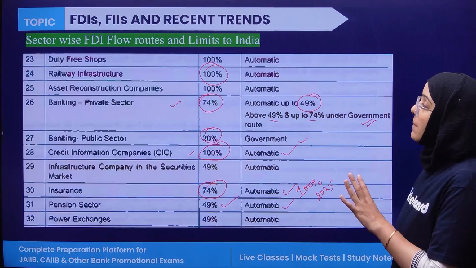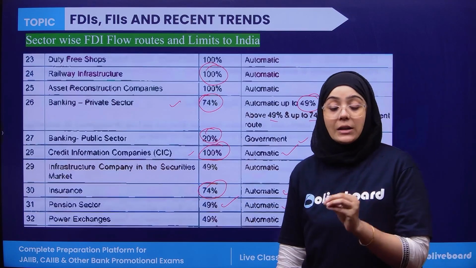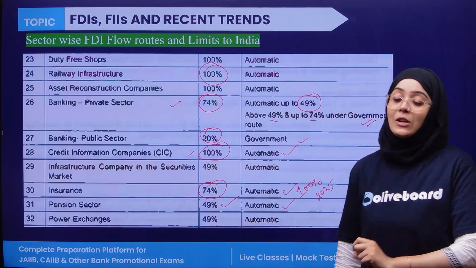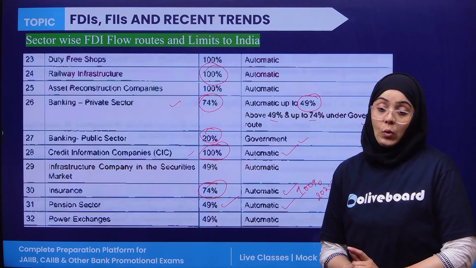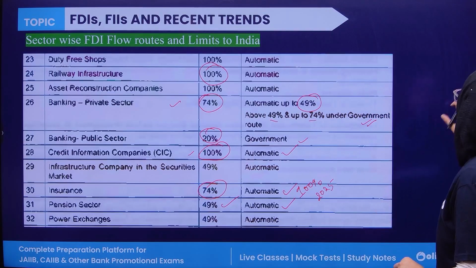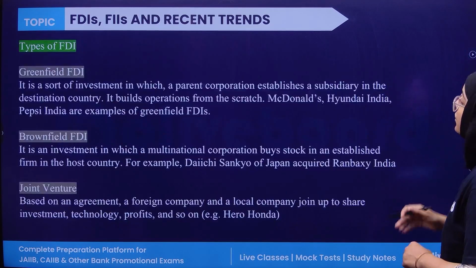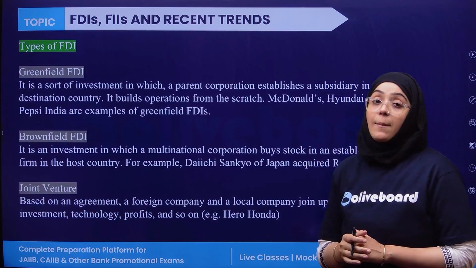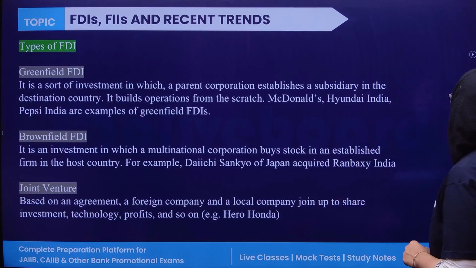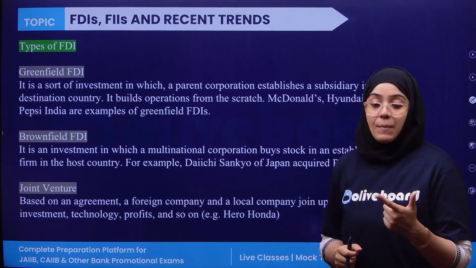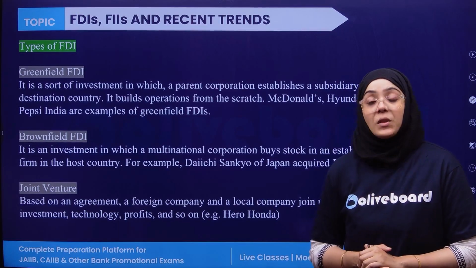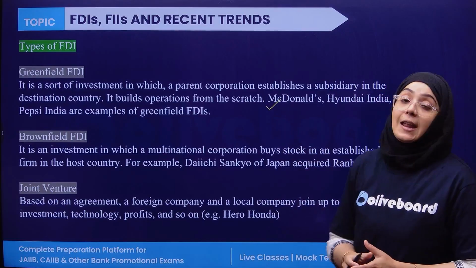Okay. So remember, these are some of the important sectors in which a certain percentage of FDI is allowed, and through which route. This is very important for you all to remember, right? Now, next, when we are talking about the types of FDI, very important, we have three types of FDI: greenfield, brownfield, and joint venture. What is a greenfield FDI?